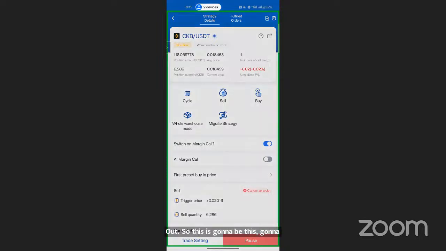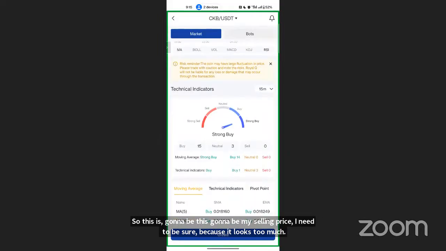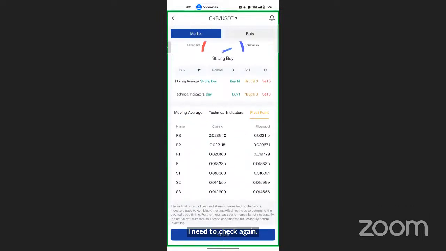But I need to be sure because it looks too much. I need to check again. Calm down. 15 minutes. Is it 15 minutes? Pivot point. Yes, classic. 0.02160.